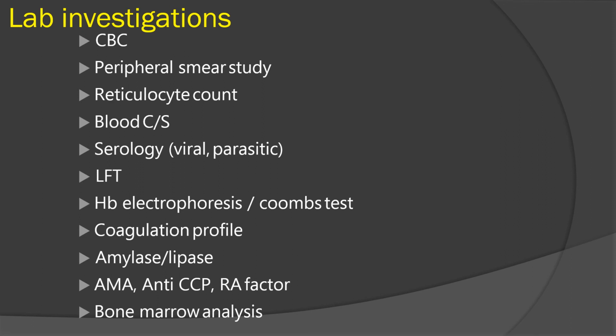Liver function test to know whether it is cirrhosis causing splenomegaly, and Hb electrophoresis and Coombs test to know about autoimmune hemolytic anemias. Coagulation profile, amylase and lipase to look for pancreatitis and splenic vein thrombosis related pancreatitis, and other immunological investigations like AMA, anti-CCP, RA factor can be done, and bone marrow analysis if the cause is not identified.